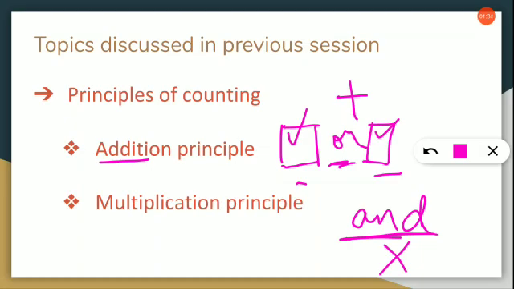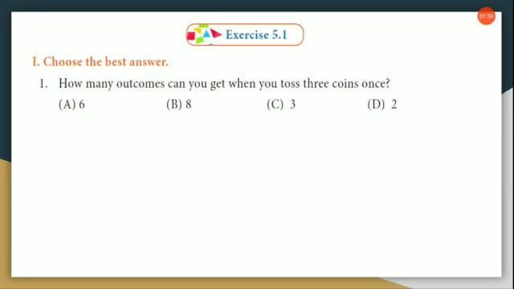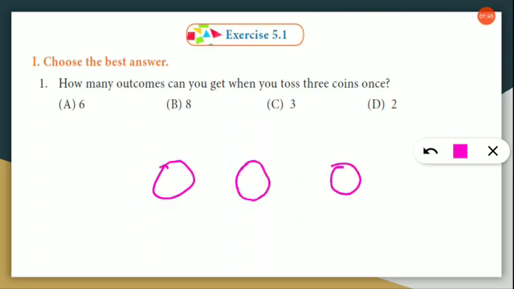Shall we start? Now look at the first question in exercise 5.1. It is the choose the best option. Shall we discuss this? How many outcomes can you get when you toss 3 coins once? You are going to take 3 coins. Let us assume 3 1 rupee coins you are going to take. Okay, you are going to toss it. How you will toss it? Using your thumb finger you will toss it, right? When you toss it like that, what will happen? You will get either a head or a tail. Is there any other chance of getting an answer? No, only 2 options we have.